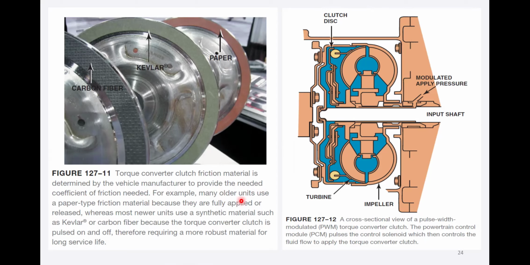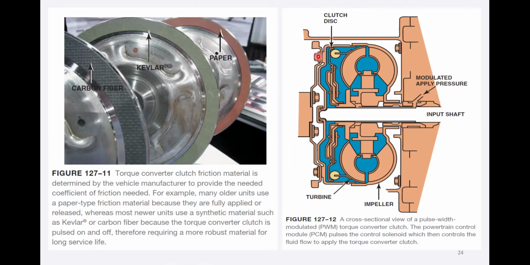For example, many older units use a paper type friction material because they are fully applied or released, whereas most new units use synthetic materials such as Kevlar or carbon fiber, because the torque converter clutch is pulsed on and off, therefore requiring a more robust material for long service. So we have this carbon fiber layer, the Kevlar layer, and the paper layer. They are used separately.